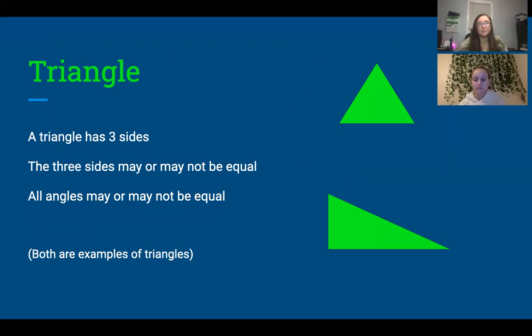So the third shape we're going to be talking about is a triangle. Can anyone tell me how many sides a triangle has by looking at the pictures to the right? Good job. A triangle has 3 sides. The 3 sides of a triangle may or may not be equal in length. Along with the sides, all angles may or may not be equal.